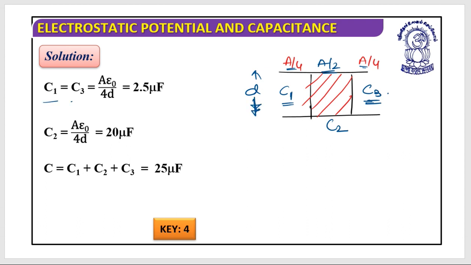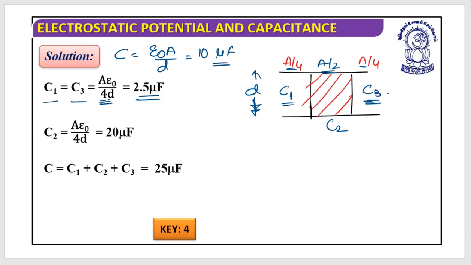Let's write down C1. It's epsilon naught A by D, but my A is A by 4, so it's epsilon naught A by 4D. I know that my previous C is epsilon naught A by D, which is 10 microfarad. So epsilon naught A by 4D is just C by 4, so I have written it as 2.5 microfarad.